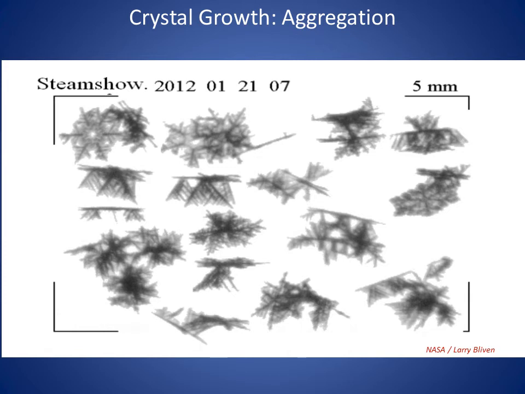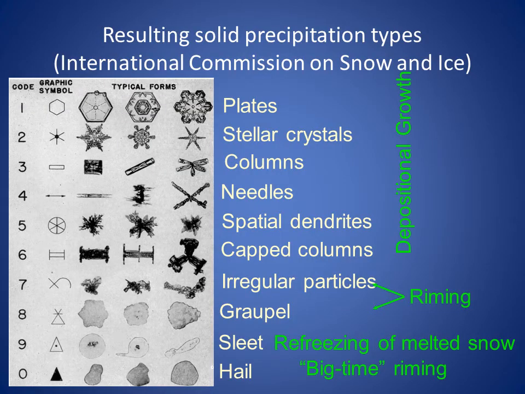Here is an image of falling snowflakes showing aggregation of multiple crystals in each image from NASA. As aggregation takes place, the snowflake falls faster, collecting more crystals. Here is a summary of the solid precipitation types. The top 6 are crystal habits which have grown by depositional growth.